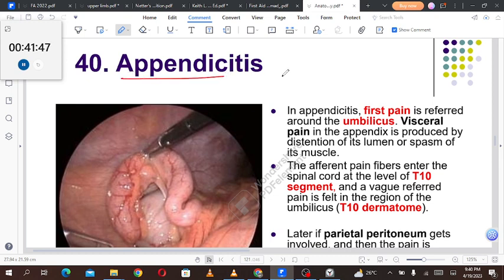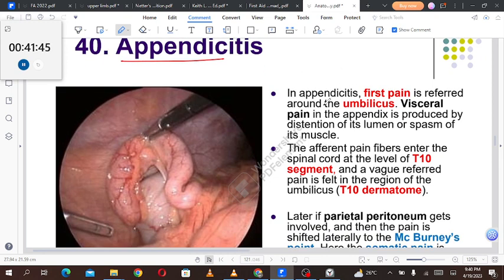Moving to appendicitis, that's point 40. In appendicitis, the first pain is referred around the umbilicus. Visceral pain in the appendix is produced by the distension of the lumen or the spasm of the muscle. So the visceral pain is produced due to 2 reasons. First one is the distension of its lumen, which causes the distension of the parietal peritoneum. Or secondly, there can be spasm of its muscle that causes the production of visceral pain.